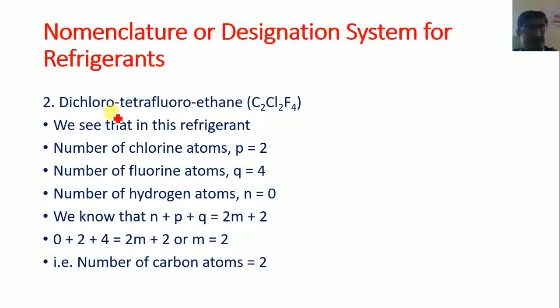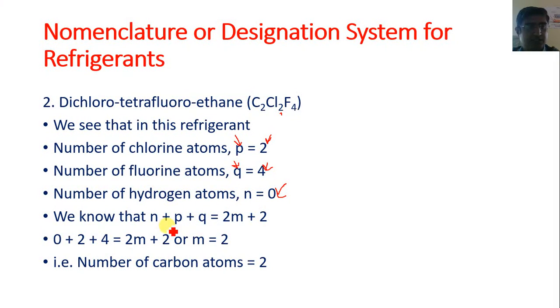Here is the second example, which is dichlorotetrafluoroethane. If you want to find the number of carbon atoms, then first of all we have to find the number of chlorine atoms, which is given by small p. Here the number of chlorine atoms is 2, so place the value as 2. Next, the number of fluorine atoms is given by the symbol small q. In our case the number of fluorine atoms is 4. And the number of hydrogen atoms, you cannot find any, so the value of n becomes 0.